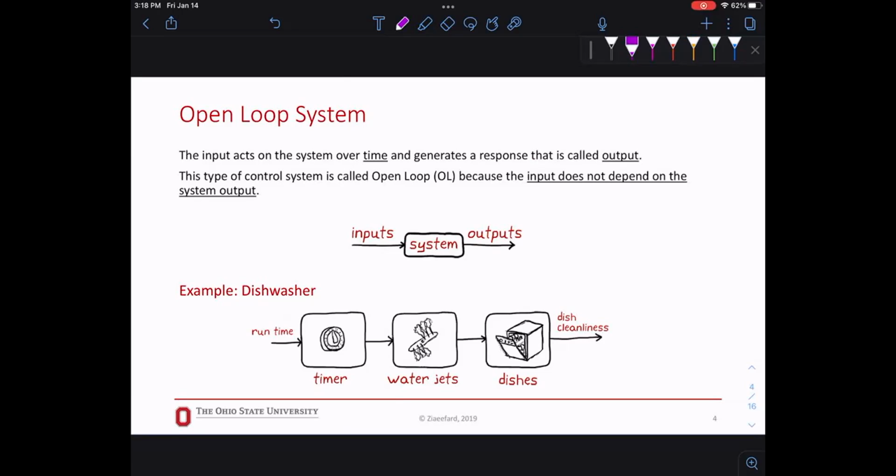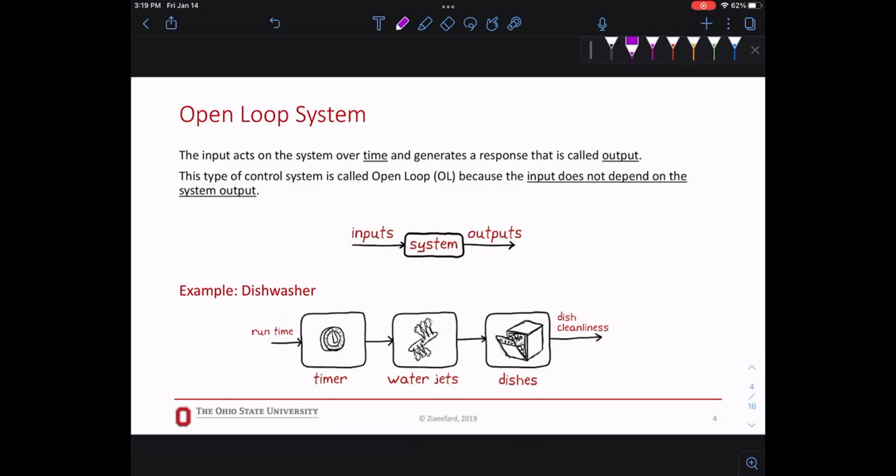So you apply an input, you still have input. You just don't check your output versus input. It means that you don't care what the output of your system is, whatever. You can trust it, or it's good enough for you that you don't need to do anything else.